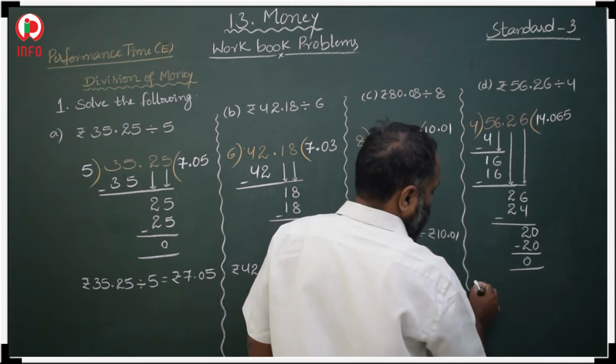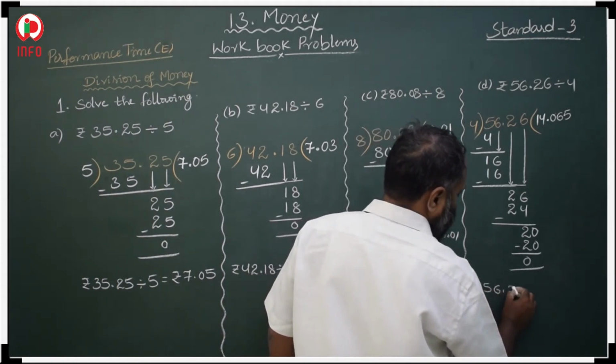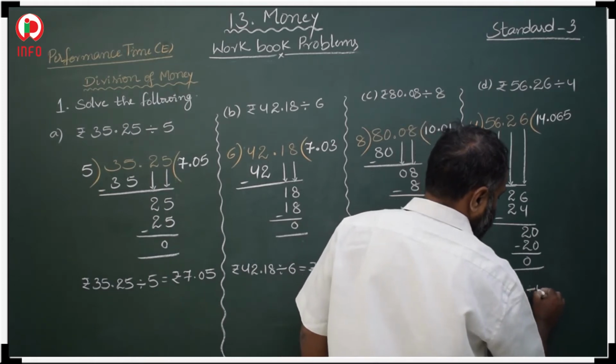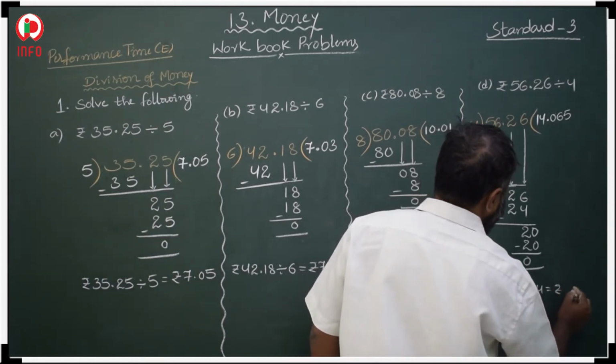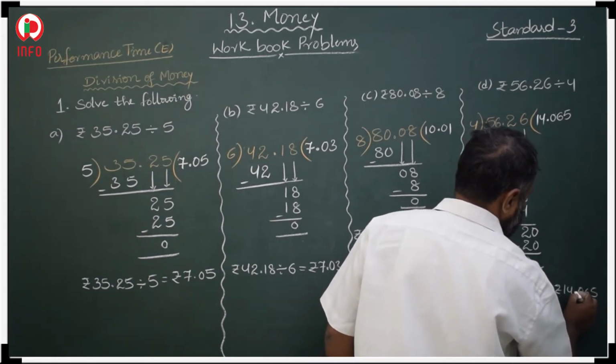It means if we divide 56 rupees 26 paise by 4, the answer is 14 rupees 6 paise. Okay.